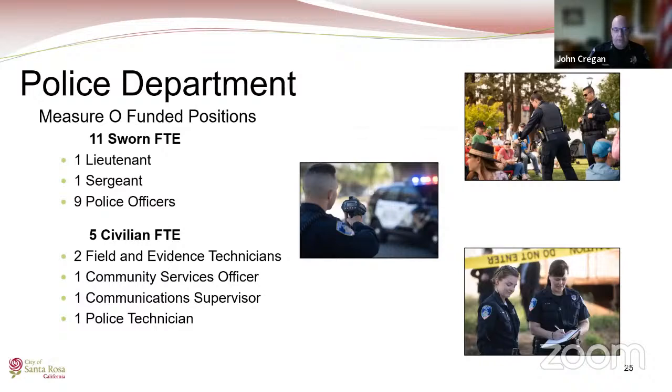Then we have 9 different police officers, and 5 of those are assigned to enhance our patrol services. 2 of those are assigned specifically to our downtown enforcement team, and 2 are assigned to our traffic division as motorcycle officers, and that makes up the total of 9 officers. Then 5 of our 16 positions are for civilian or non-sworn employees, and 2 of those are field and evidence technicians. This team plays a very critical role. They go out to all of our major crime scenes, process the crime scenes, gather the evidence, DNA evidence, blood evidence, photographs, and ensure that we're able to have fair trials for any defendant arrested here in a Santa Rosa case.